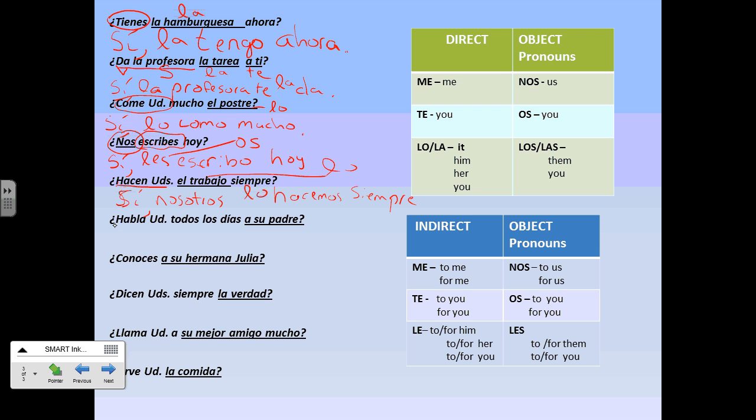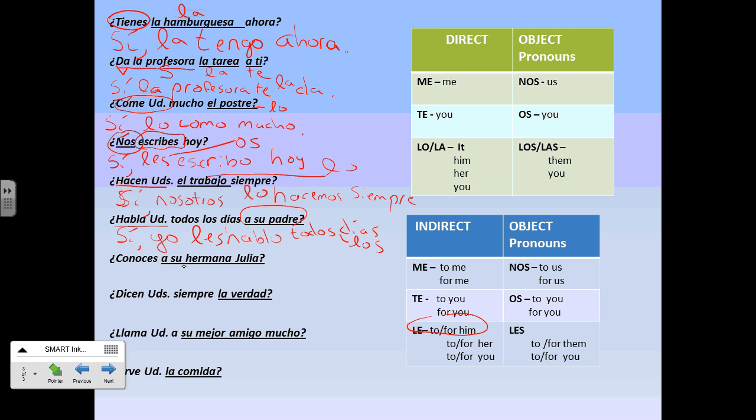Again, the next one, this is in the usted form. Do you speak every day to your dad? In this situation, do you ever speak every day to your dad? You want to say yes, I speak. You can say yo if you want. You don't have to. Hablo. You could write todos los días if you'd like. You don't have to have this on here. Todos los días. Sorry. To your dad. Gosh, is this a direct or indirect? Yes, I speak every day to him. To him? Right here. To. Le.